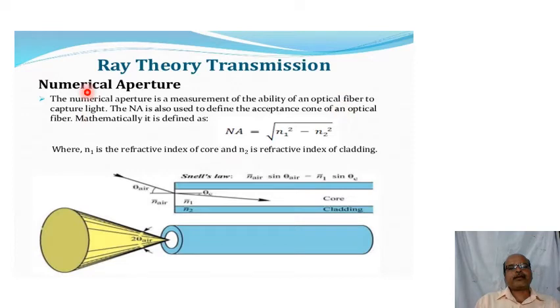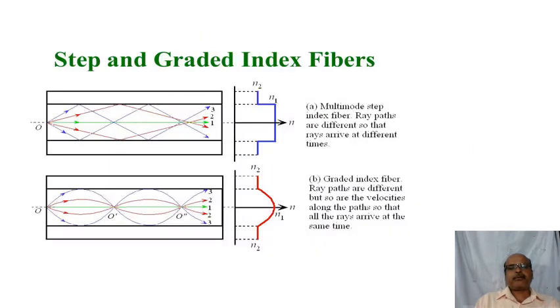is called the numerical aperture, and it is given by the formula NA is equal to under root of n1 square minus n2 square. So this formula is also important in the exam. Also, this formula will be asked.